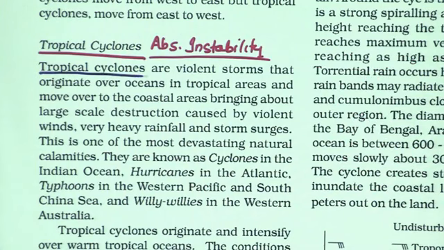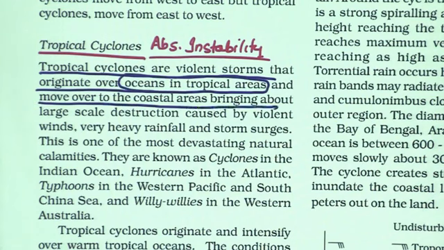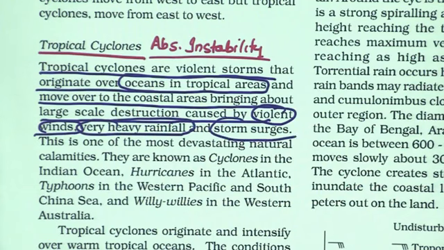Tropical cyclones are violent storms that originate over oceans in tropical areas and move over coastal areas, bringing about large-scale destruction caused by violent winds, heavy rainfall, and storm surges. This is one of the most devastating natural calamities. Tropical cyclones are violent storms because they are an example of atmospheric instability.